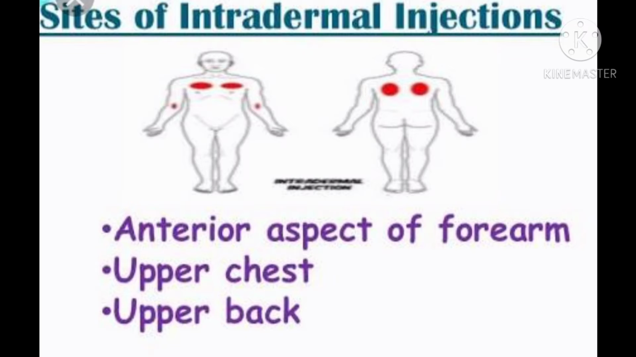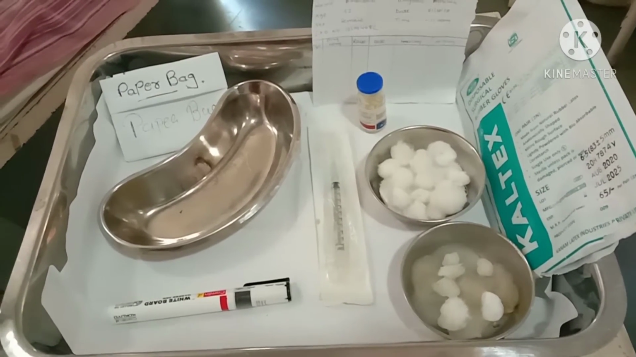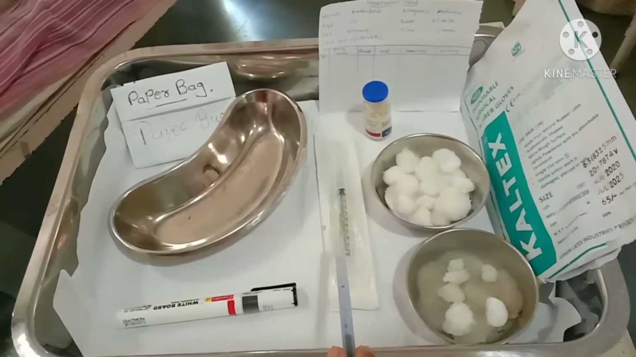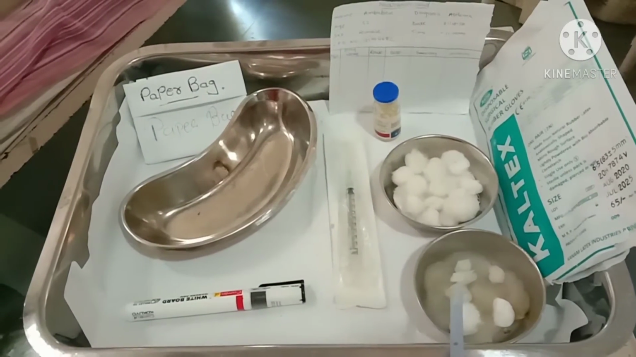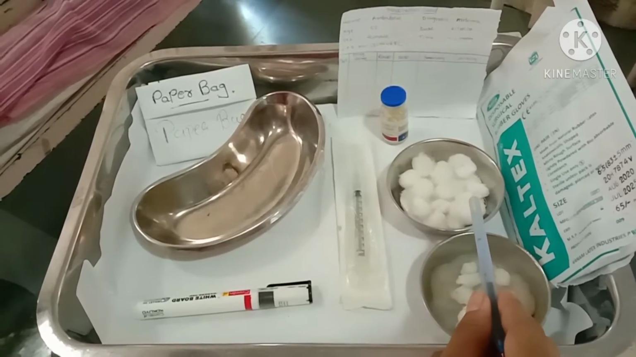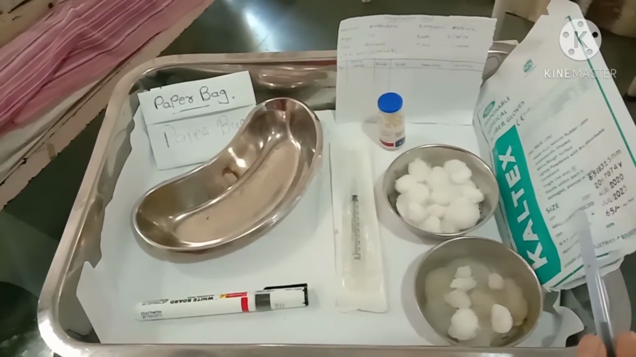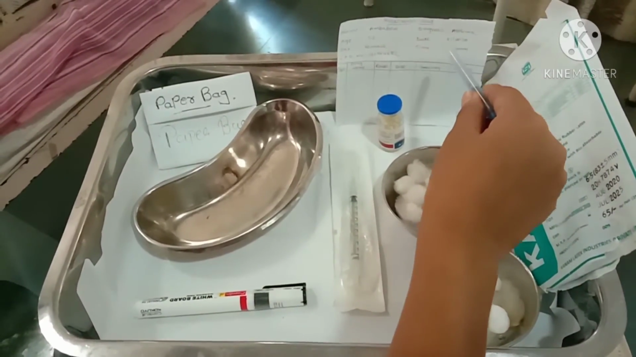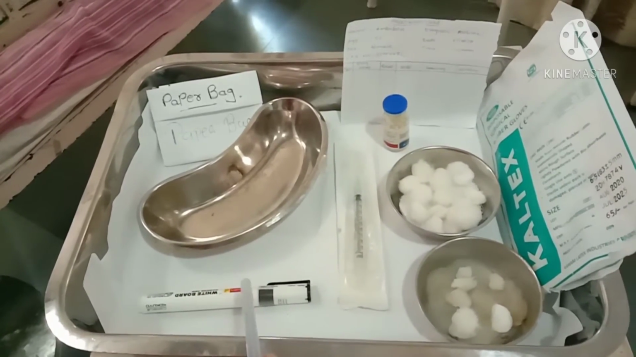Then the deltoid region for the BCG vaccination in neonates, then the upper chest and upper back. Now we will see a tray containing, for intradermal injection, a tuberculin syringe which is 1 ml with a pre-attached 26 to 30 gauge needle, a sterile bowl of alcohol swab, a sterile bowl of dry cotton swab, medication for skin test, clean gloves, patient document chart or medication chart, paper bag or kidney tray, and a pen or marker for marking the area.